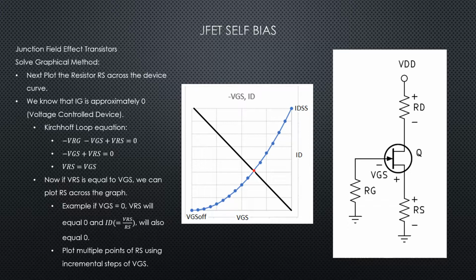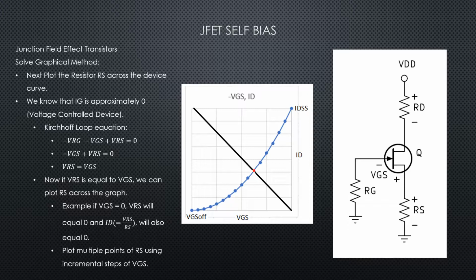And we know for these JFETs that there's very little gate current. These are voltage controlled devices, and the gate current is so small that we can assume 0. So if there's 0 gate current, then we've got 0 VRG. That just drops away in the formula, and now we end up with VRS is equal to VGS. Now that we know that VRS is equal to VGS, we can plot that across our characteristic curve.